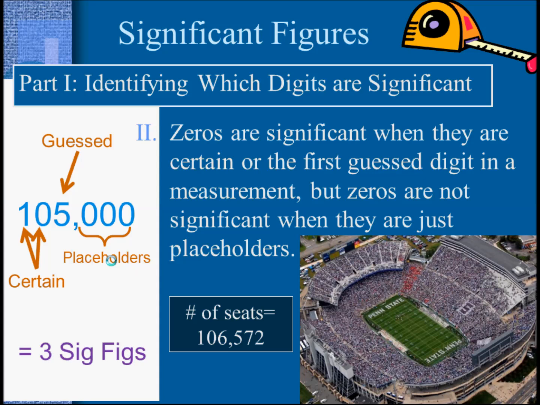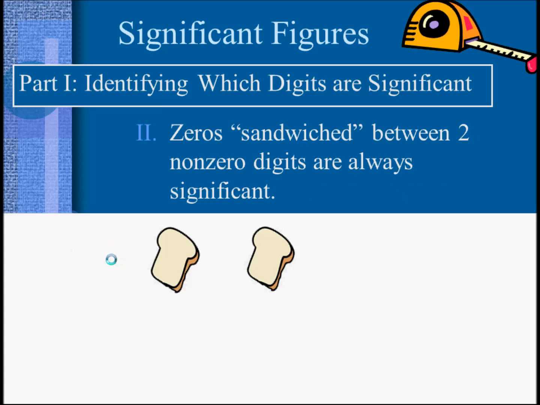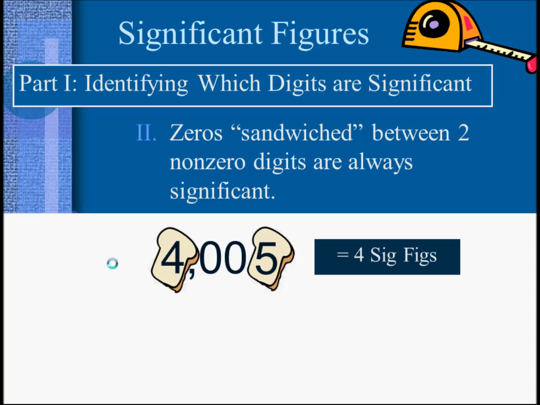Now, one quick and easy way is if your zeros are sandwiched, then life is easy, because any zeros that are sandwiched between two non-zero digits are always significant. So if I have 4,005 as my measurement, maybe it's 4,005 grams, well, the zeros are sandwiched between two non-zeros, so every digit there is significant. The two zeros that are sandwiched are, and the 4 and the 5, of course, are. So I've got 4 sig figs in that measurement.